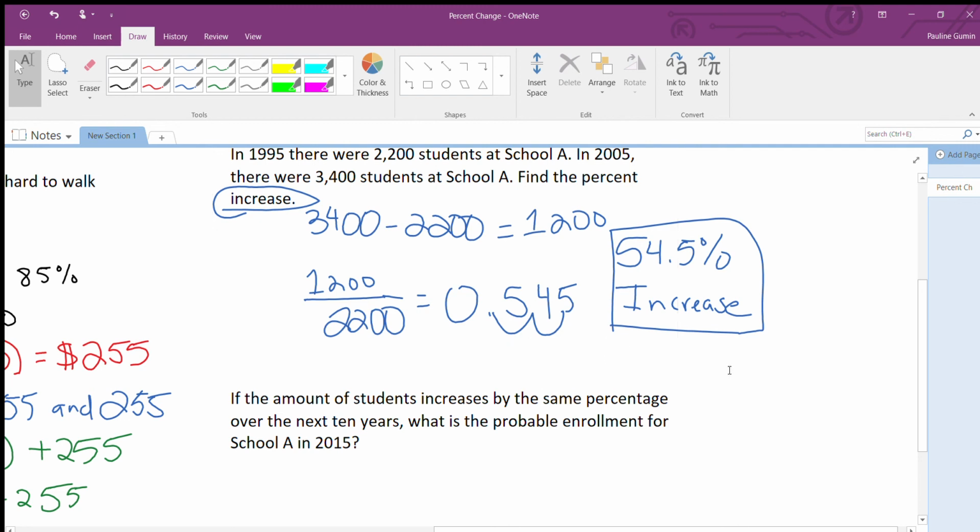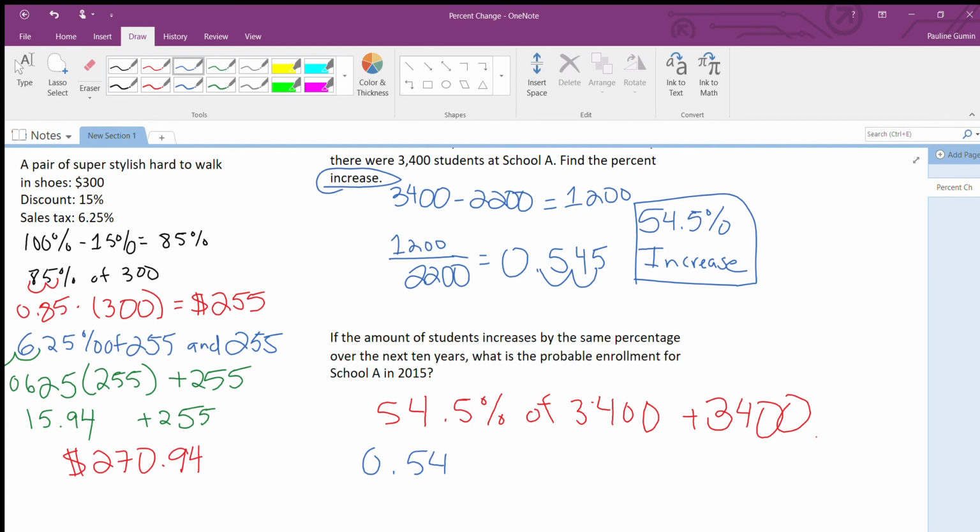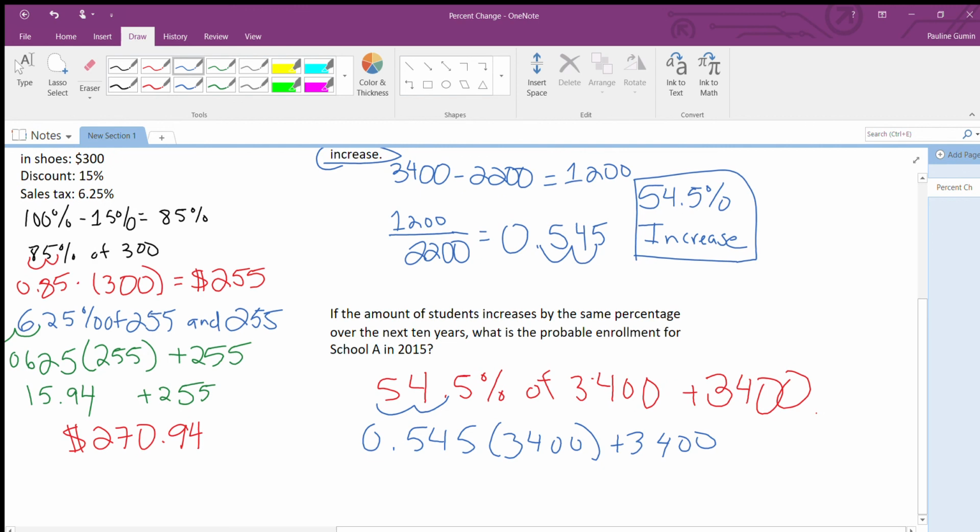Okay, so let's see. We want to find 54.5% of 2005, so 3,400 students, and the original. Oh, I wrote the plus sign instead of and. Darn. Okay, well, let's find 54.5% of the original 3,400. First, we're going to turn this into a decimal by moving this one over twice. The word of means multiplication. Okay, so let's find that percent increase that's going to happen.